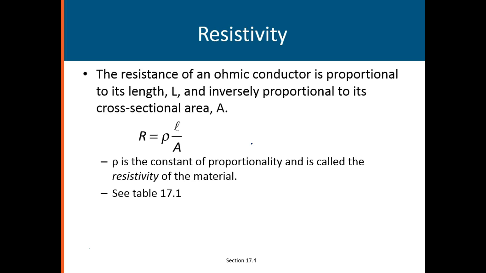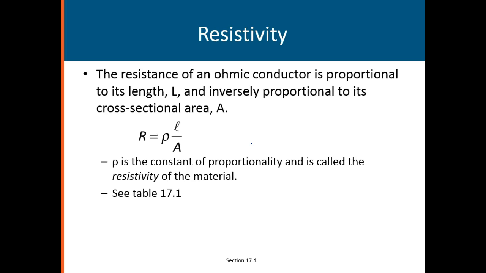Wait a minute. If that has the lowest resistivity, why do we use copper in the wire rather than silver? Anyone have an idea? If silver has a lower resistivity, then you'd have less line loss. Why don't we use silver rather than copper? Ah, it's way more expensive. That's the primary reason, but yet there's another reason.